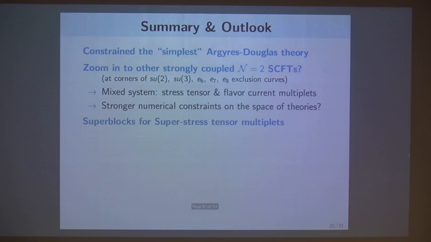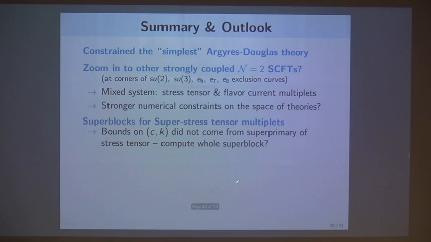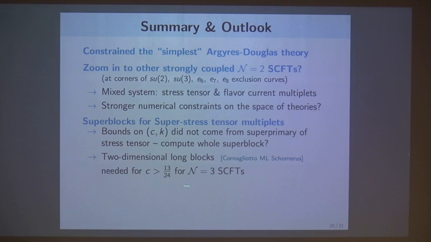For this, a necessary ingredient is, of course, the stress tensor superconformal blocks, which are not known yet. And actually, one thing to point out is that these bounds that I just showed you did not come from the superprimary of the stress tensor multiplet. They came from the SU(2)_R current that lives somehow below. It's a superdescendant. And so to actually reach them, maybe we do need to compute the whole superblock. And in fact, to get this bound for N=3 SCFTs, we didn't need the full superblock for the stress tensors, not just the superprimary one. To help with these computations, maybe something along the lines of shifting operators would help.